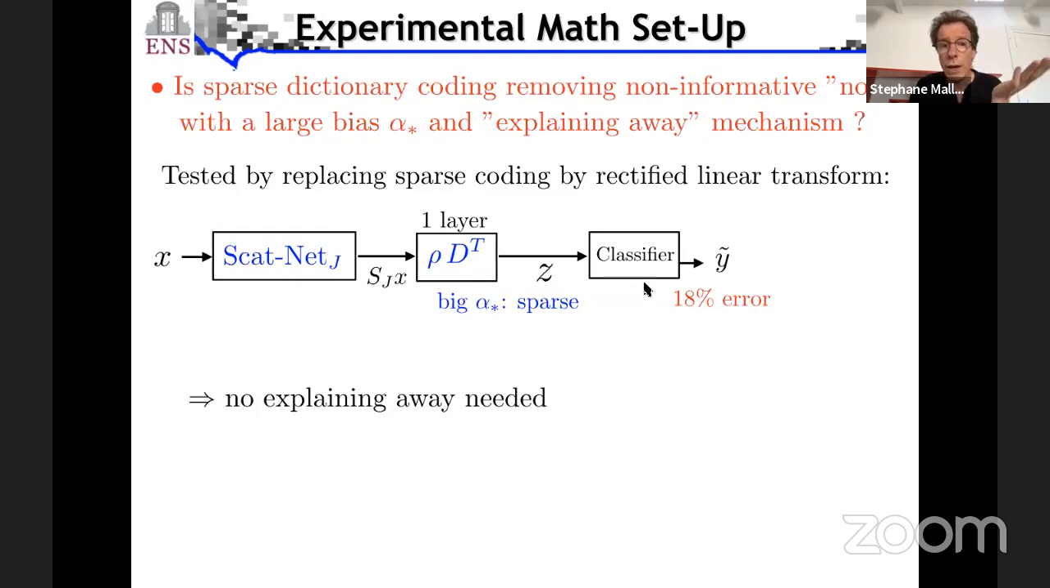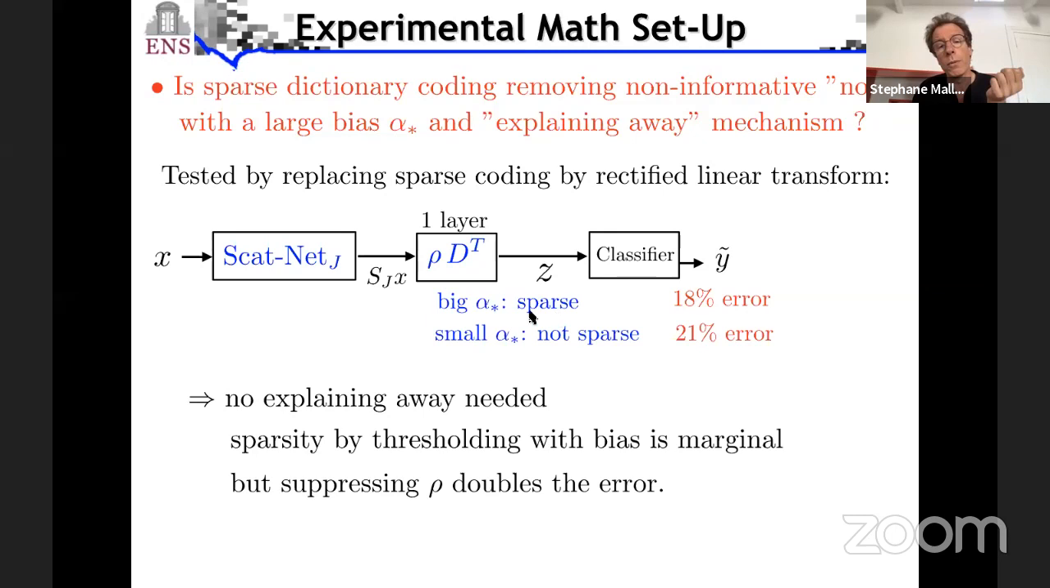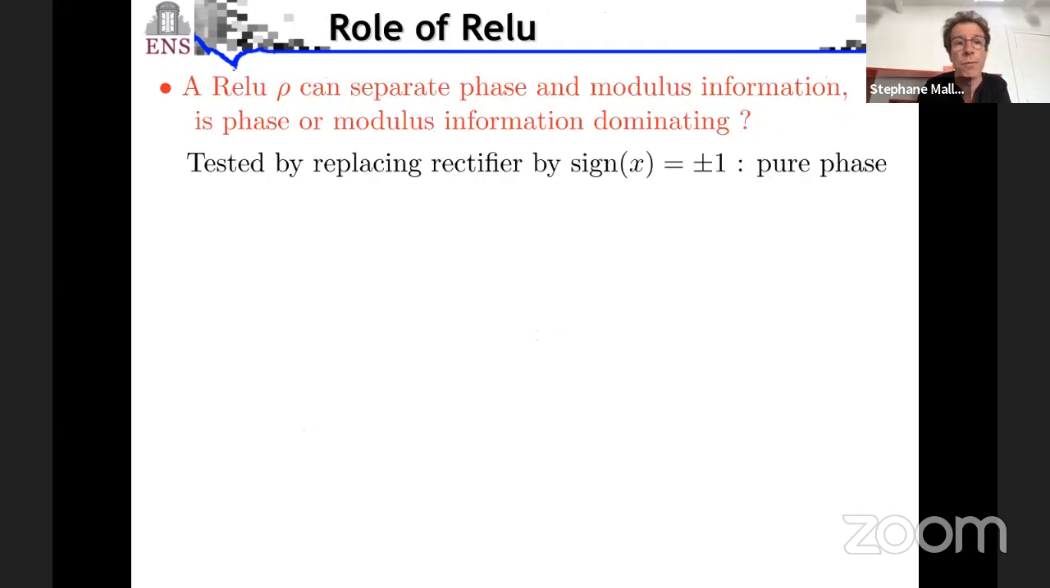Now, do we need to have a very large bias in order to have a sparse code? No. You reduce the bias and the output here is not going to be sparse anymore. The error is a bit worse, but still stays of the same order. So it's not the sparsity either. However, if you remove the ReLU here, the error is multiplied by 2. So immediately the error jumps. So obviously the ReLU is fundamental.